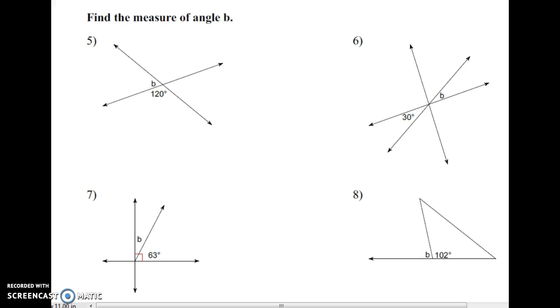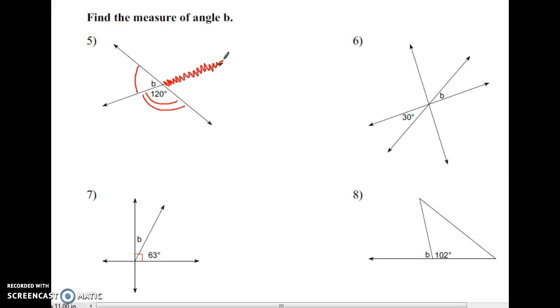Now in these next few, we're going to use our relationships to find the measure of angle B. So first is to determine the relationship, and second is to go through and find our variable, which in this case is B. Looking at number 5, I do see that the two angles are adjacent. They are touching. This line out to the right isn't doing anything for us.